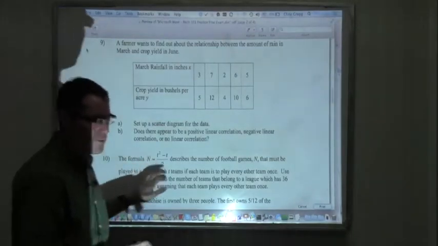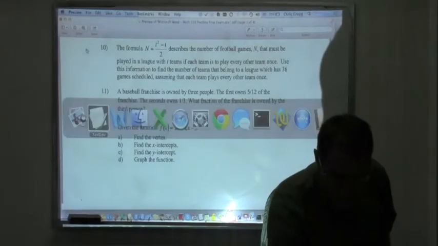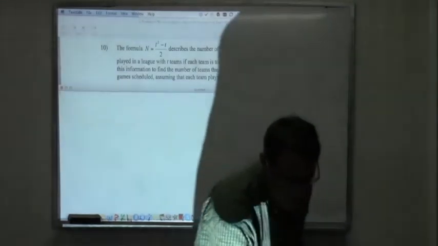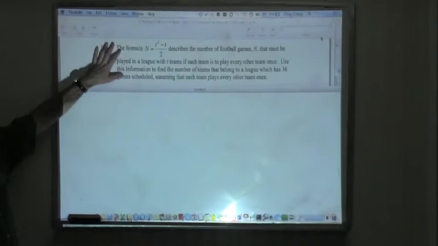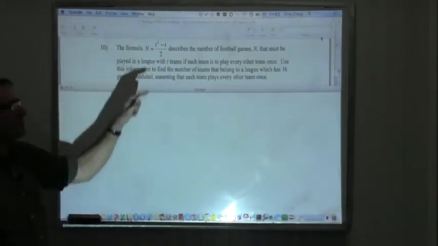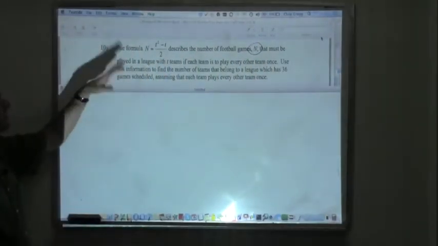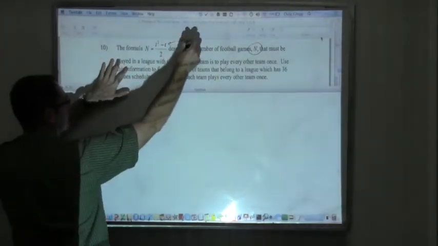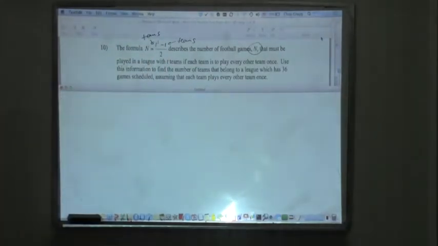Okay. This one, a couple people asked me about this question. This football game one. Yeah, this one's a little tough to understand. Here's a formula that describes the number of games, N, played in some league with T teams. The T on there is the number of teams.